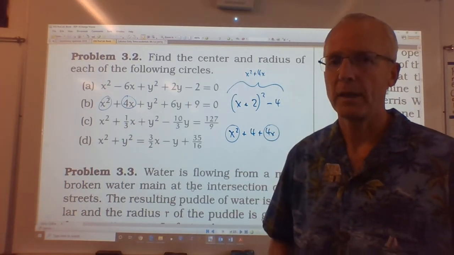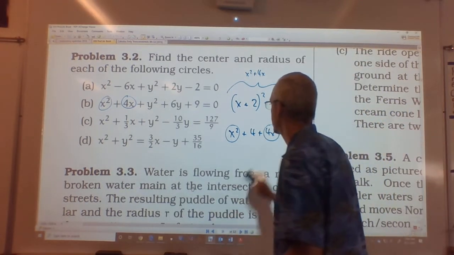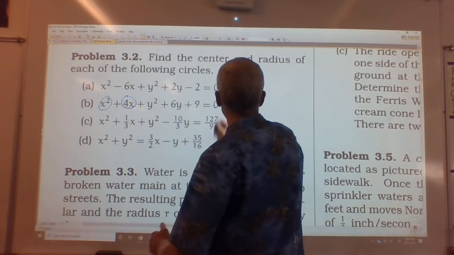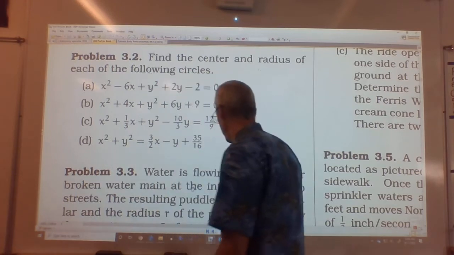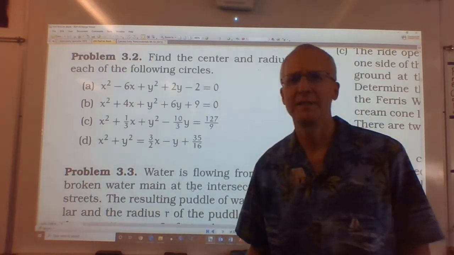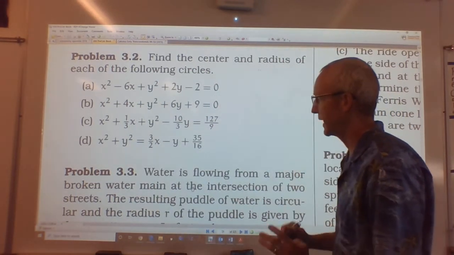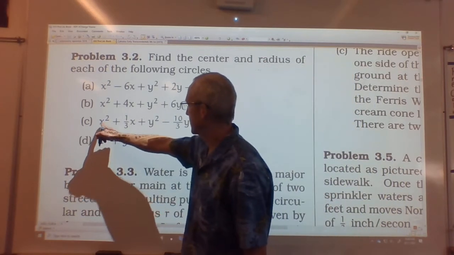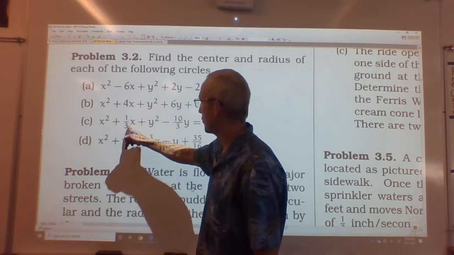Okay, let's do a tricky example like C here. They throw some fractions at us. So you immediately think, oh, no, not fractions. But that's okay. We're tough. We can do it. So let's do the x squared one: x squared plus 1/3 x.